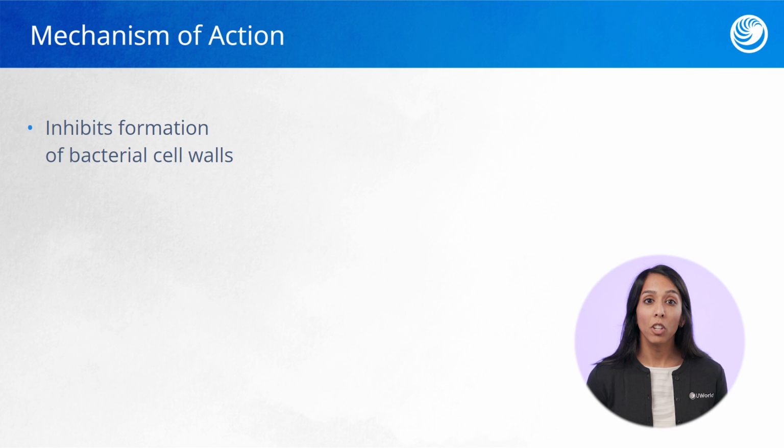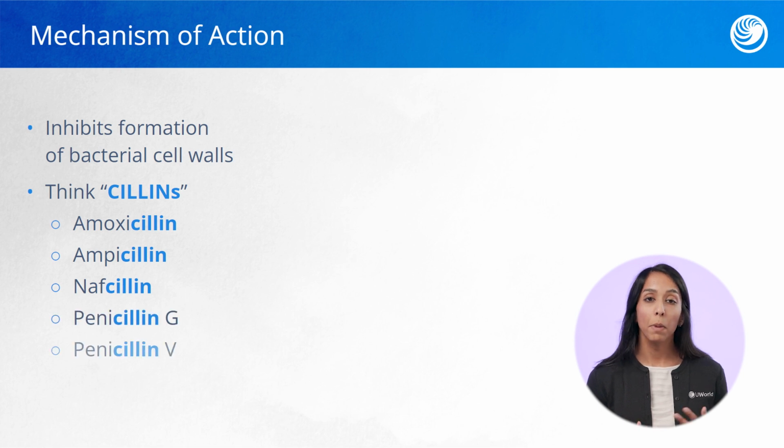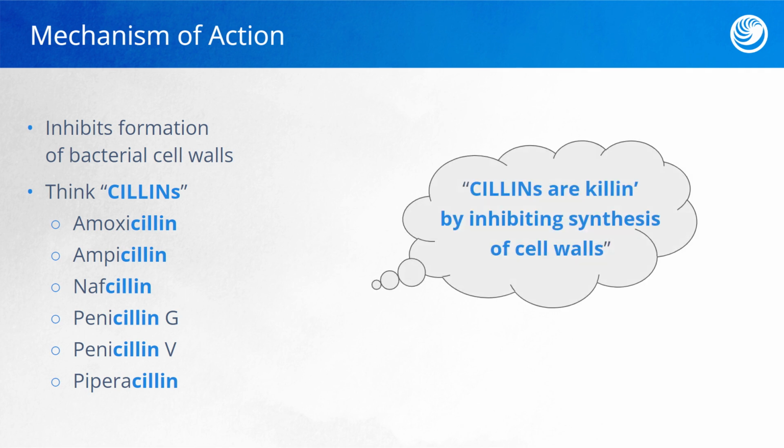Now, penicillins are part of a broader class of antibiotics known as beta-lactam antibiotics, which are all characterized by the presence of a beta-lactam ring in their chemical structure. Medications in the penicillin class are easy to identify as they all end in "cillin", such as amoxicillin, ampicillin, nafcillin, penicillin G, penicillin V, and piperacillin. To remember how this class works, think the cillins are killing by inhibiting synthesis of cell walls.